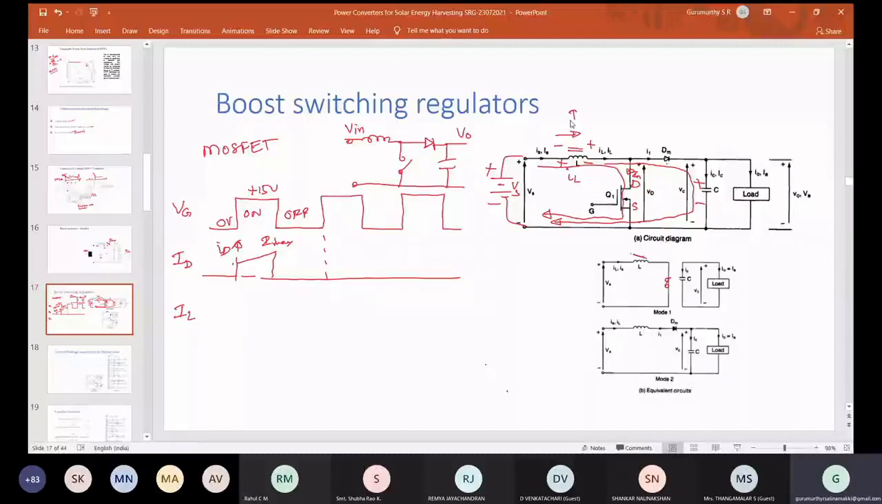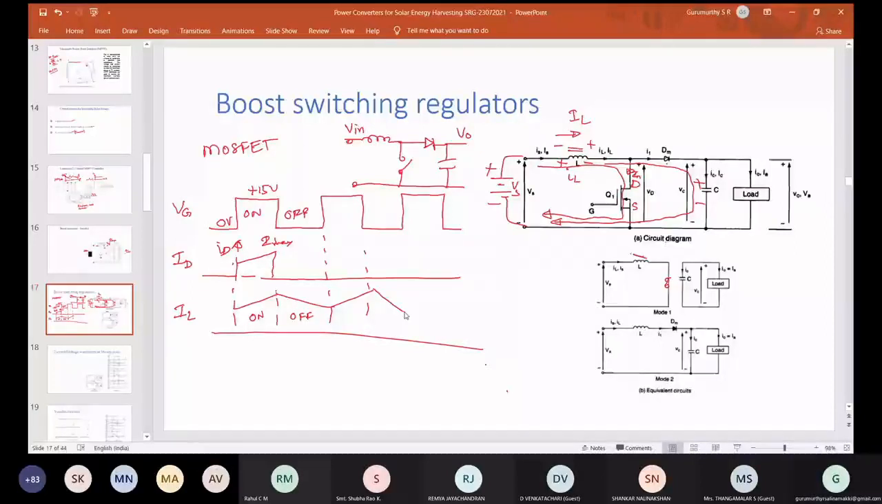So current will rise when the device is on. Current will fall when the device is off. Next, the second pulse will come. Again it will rise, and again it will fall. So like this it continues. This is I maximum, and this is I minimum in the inductor.